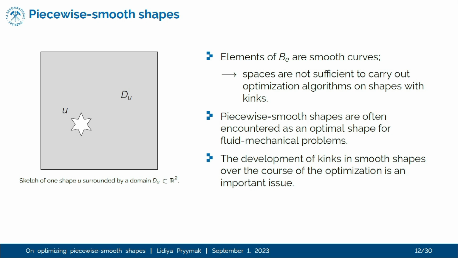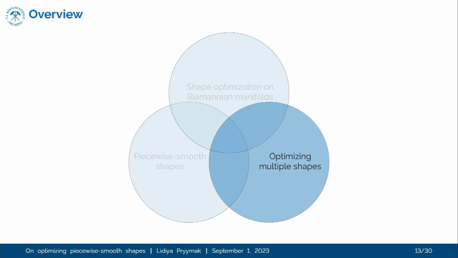And this is similar, but these are two different things that we want. For one, we want to allow initial shapes to be non-smooth, piecewise smooth, and the other part is that we want our shapes, which may have been smooth in the beginning, to develop kinks during the course of the optimization. But I will say something on these two different things later. Okay. So far on the piecewise smooth shapes, and now on the optimization of multiple shapes.